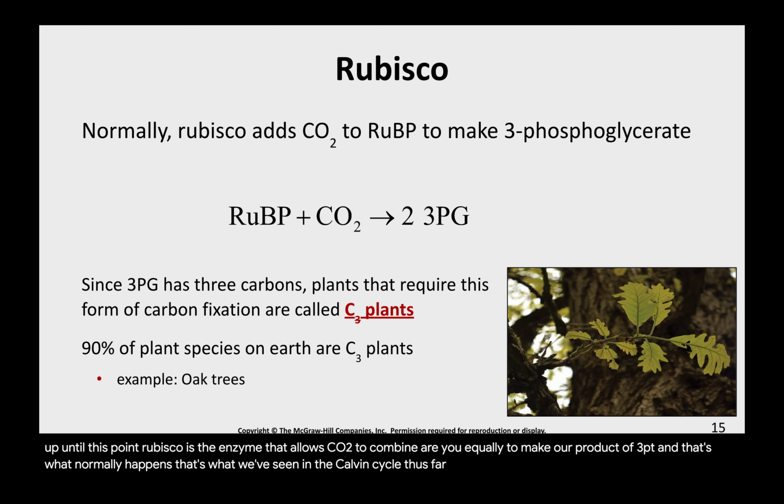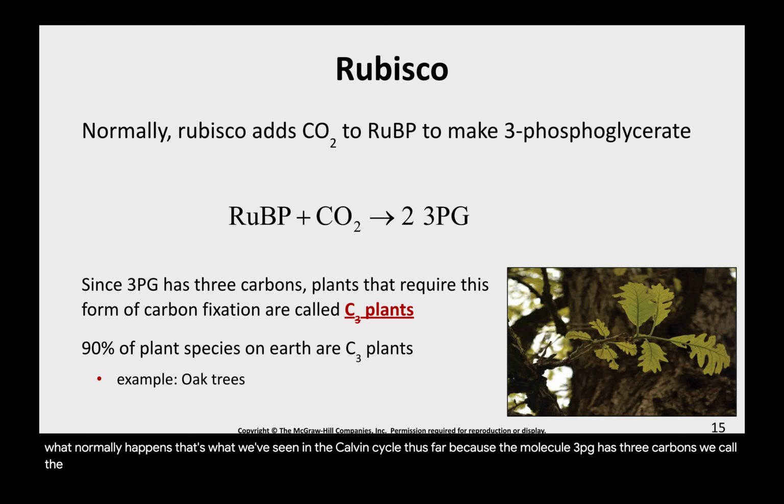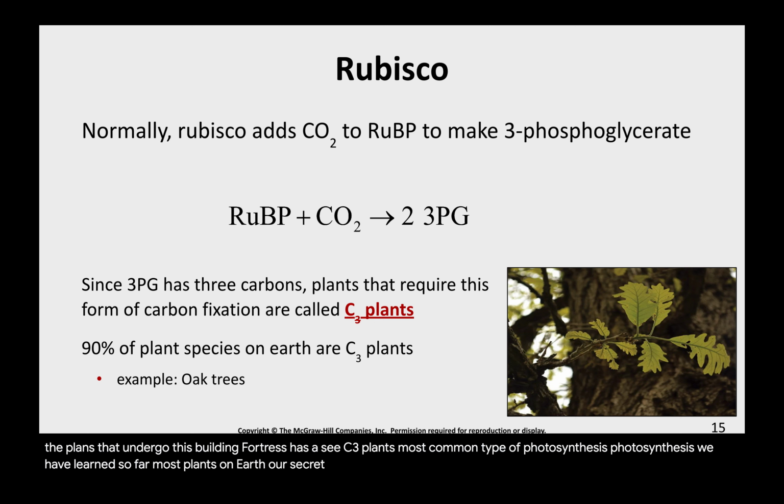Because the molecule 3PG has 3 carbons, we call the plants that undergo this photosynthesis C3 plants. C3 is the most common type of photosynthesis we have learned so far. Most plants on Earth are C3 plants. All the trees that you see outside are going to be C3 plants.